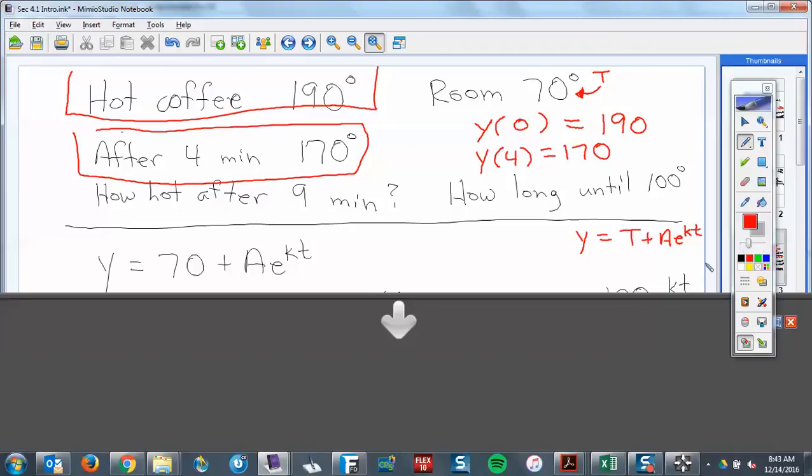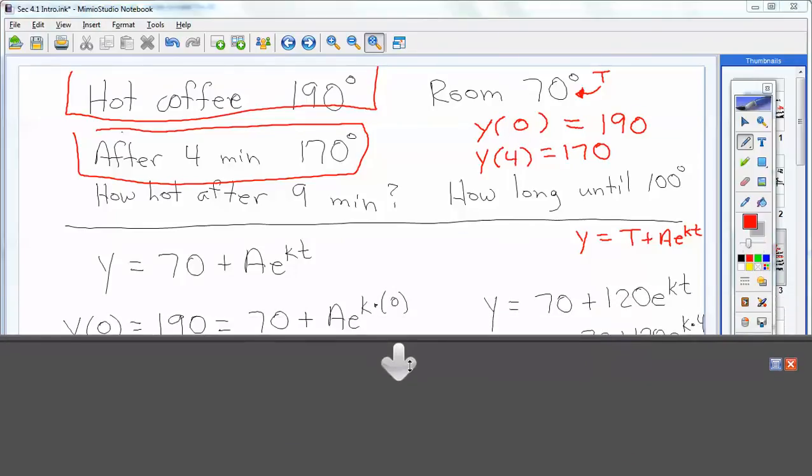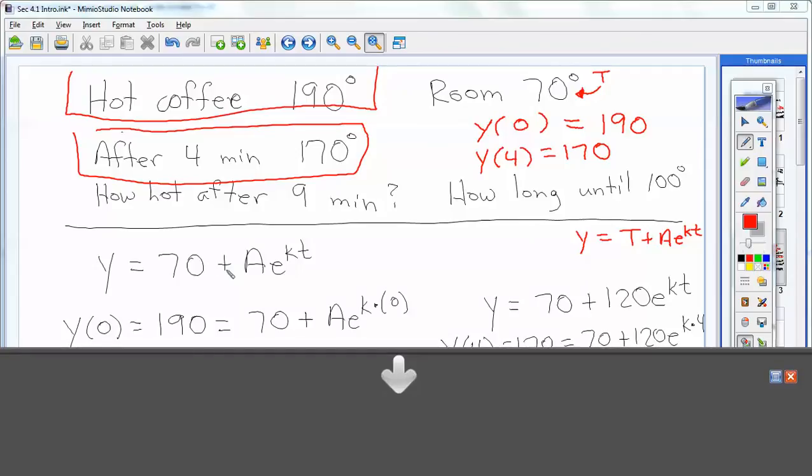Okay, now what are we going to do next? I would always plug in 0 first, something good is probably going to happen. Ignore this over here for right now. Here's where people a lot of times say, oh, won't A be 190? We always talk about A being the initial condition. No, not in this one.